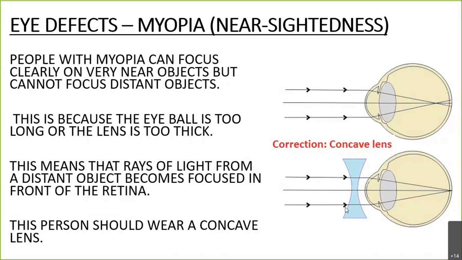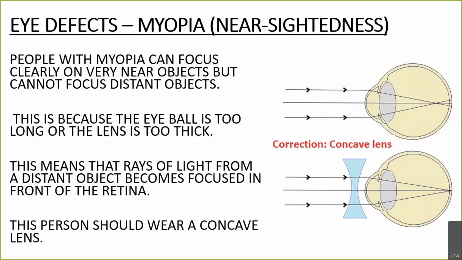We need a lens, sorry, that's going to spread the light rays out or push them back. So this type of person should wear a concave lens, or a diverging lens. Because what we want to do is spread the light out some more, stretch it out, so that when it does come together, it's focusing on the retina.